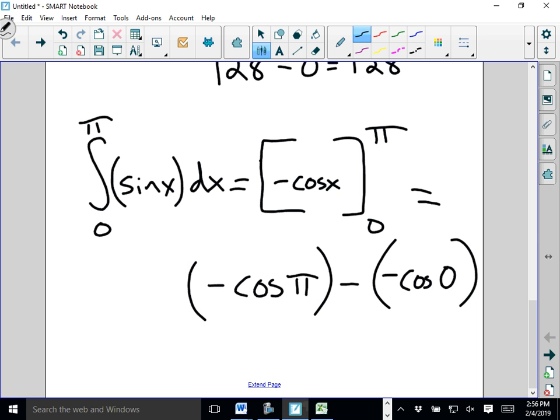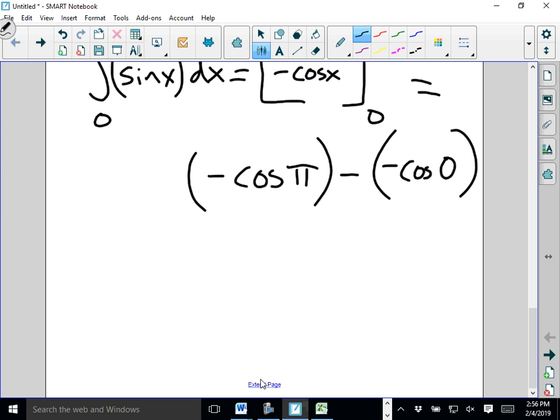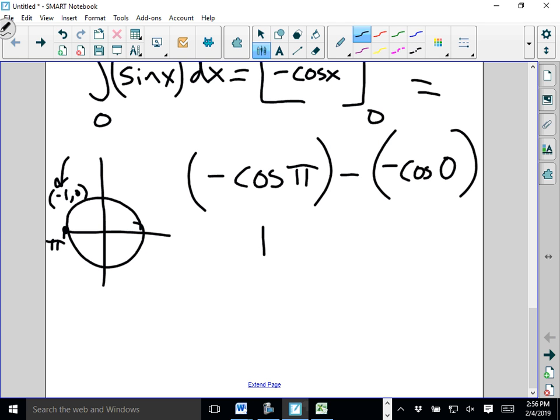All right, cosine of pi, right, on my unit circle, I know pi is over here. This point right here is the point -1, 0. Cosine is the x value. So cosine of pi is -1, but I want the opposite of that. So this ends up being +1, right? It's like -(-1), which is +1. Minus, okay, cosine of 0 is 1, but it's the opposite of that. So I end up with -1, which becomes 1 plus 1, which equals 2.